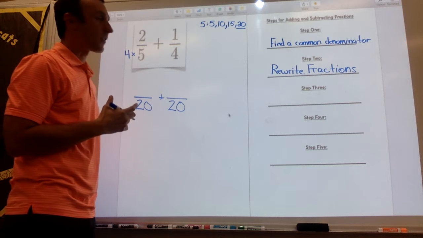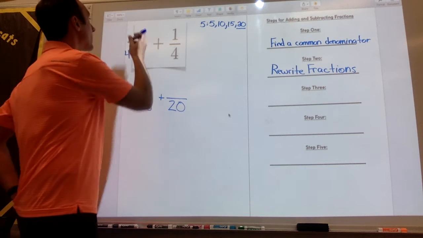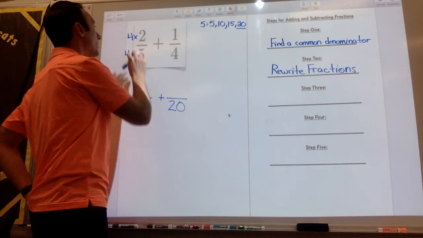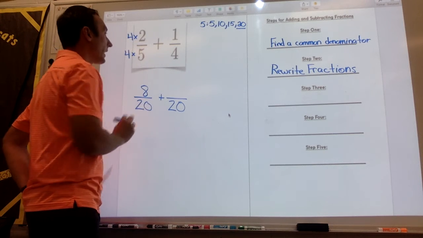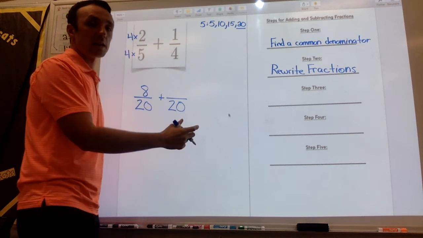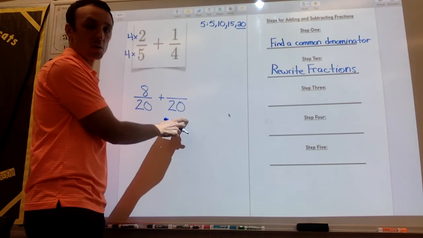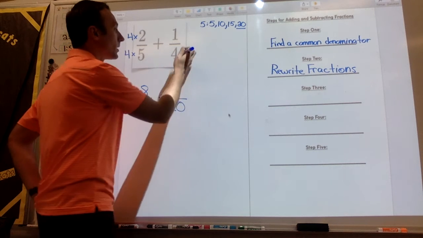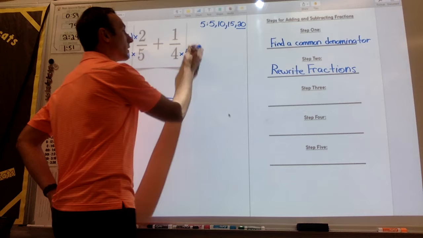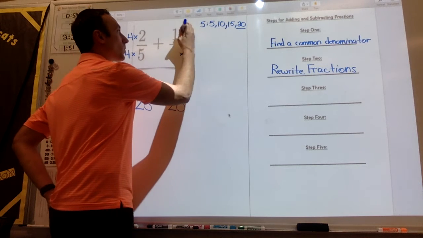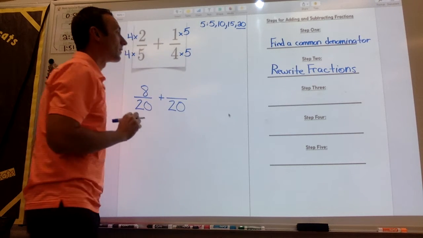Whatever I do to the bottom of my fraction, I also have to do to my top. So I'm going to multiply 2 by 4. 4 times 2 is 8. Now I go to my other denominator. It was 4, and now it's 20. How does 4 become 20? By multiplying by 5. So I need to do the same thing to my numerator. 1 times 5 is 5.